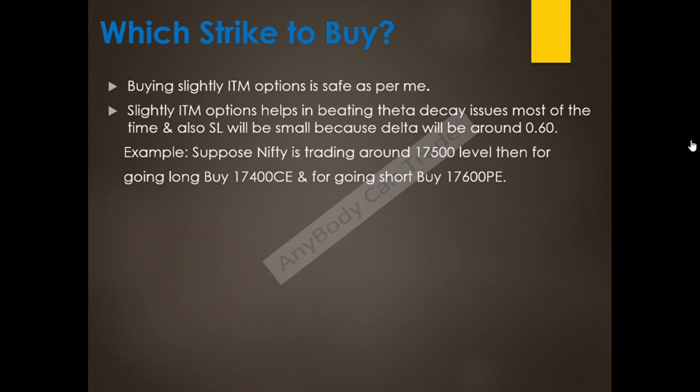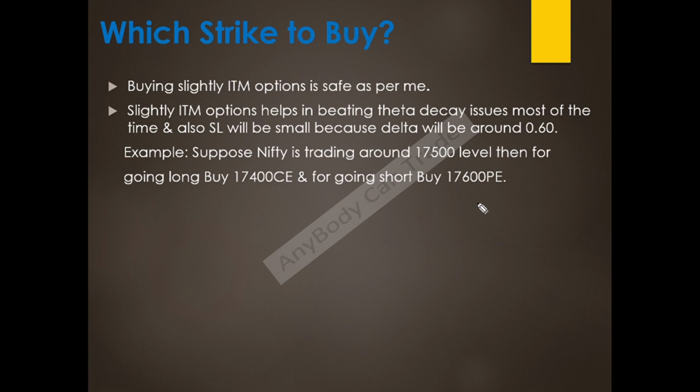So the market is around 17,500. I will just show you how to decide which one is ITM and OTM in a call option and in a put option. Suppose now this is your 17,500. So you are going long. Long means whatever is at 17,500 and below levels, these all come into ITM options, like 17,450 or 17,400. These are all ITM options.